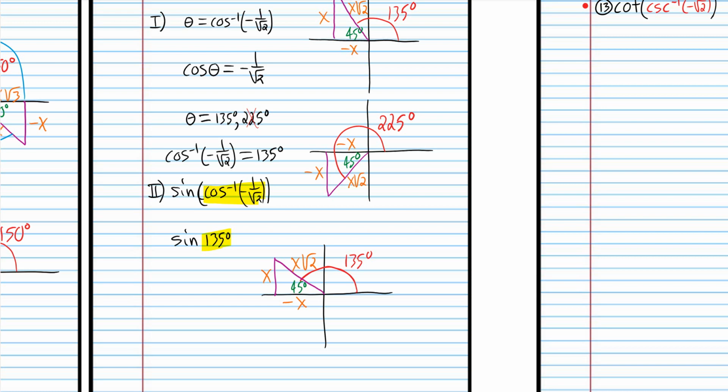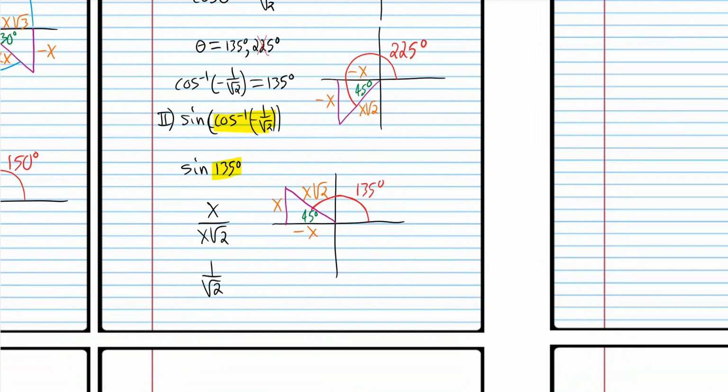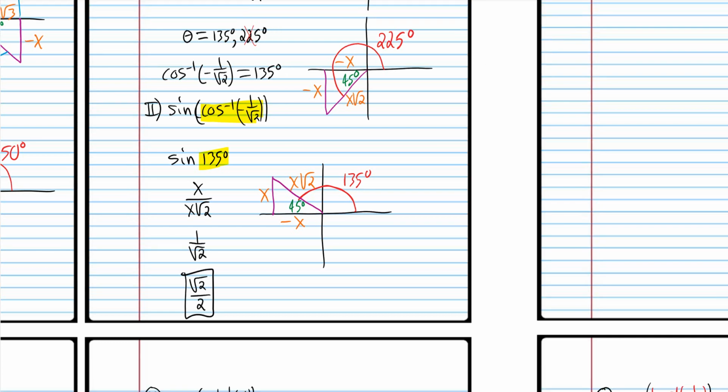So sine is the opposite side divided by the hypotenuse. X's cancel out. We're left with 1 over root 2. And if we want to rationalize the denominator, we multiply both sides of that fraction by root 2, and we get root 2 over 2. So there you go.